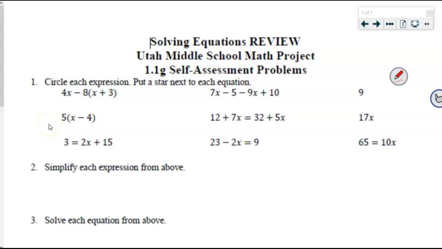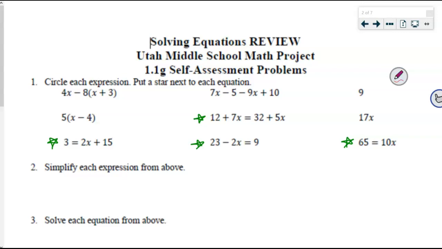All right, let's go over these. Circle each expression, put a star next to each equation. I know that it's an equation if it has an equal sign. So here is an equation that has an equal sign, that's going to be a star because it's an equation. No equal sign here, there is an equal sign here, that makes it an equation. Equal sign makes it an equation, and an equal sign makes it an equation. Expressions do not have equal signs.